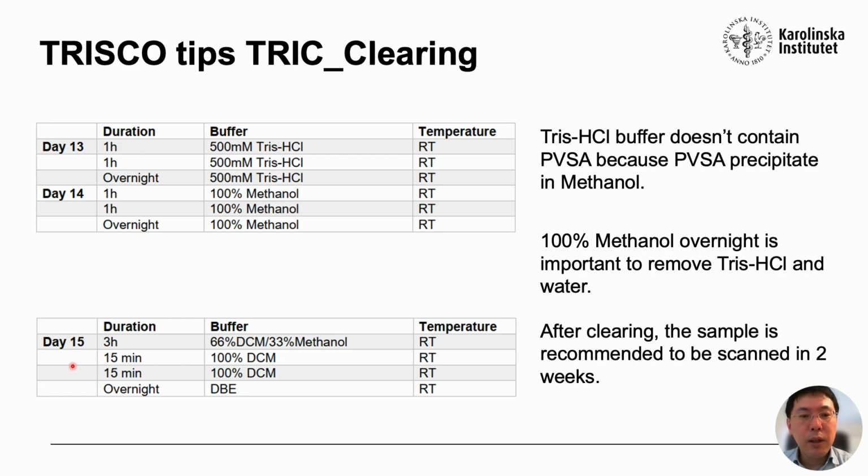Day 15 is a DCM wash followed by DBE clearing. The sample should be transparent by the next day. Note that the signal will gradually fade over time, so it's best to complete imaging within 2 weeks.